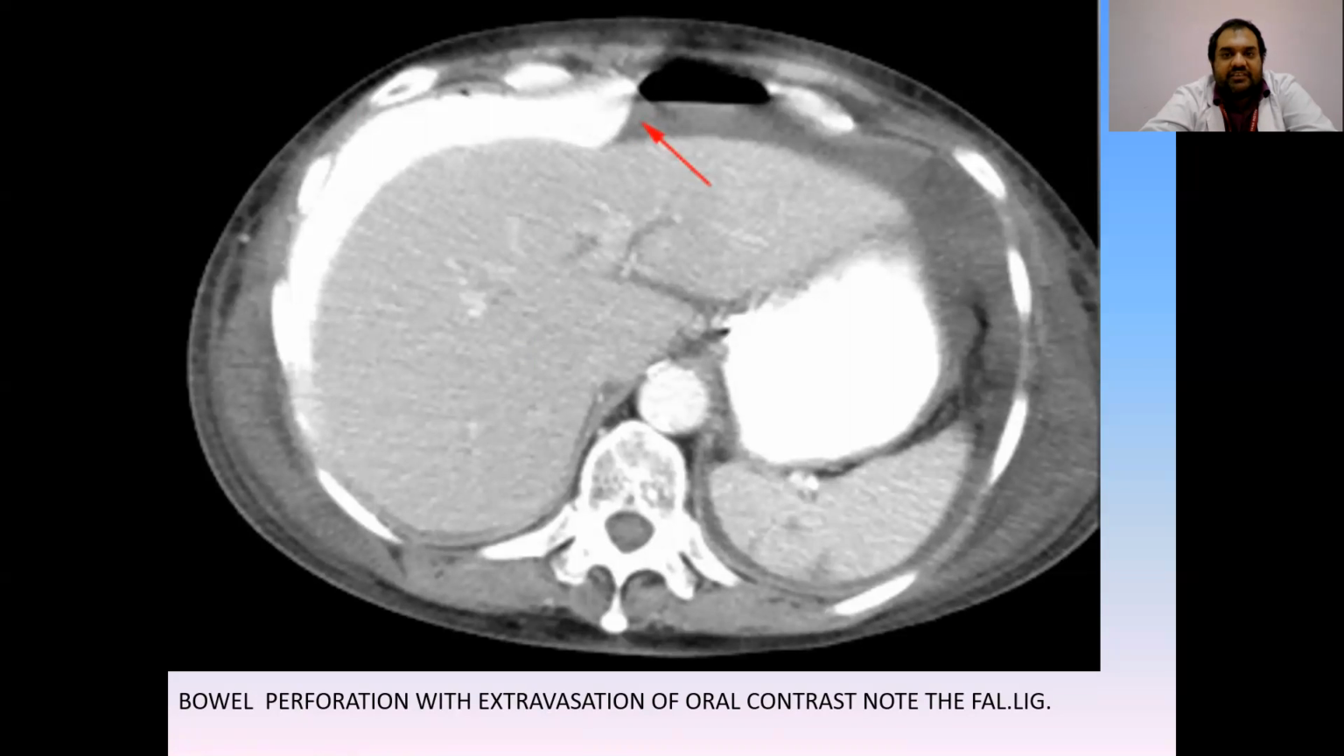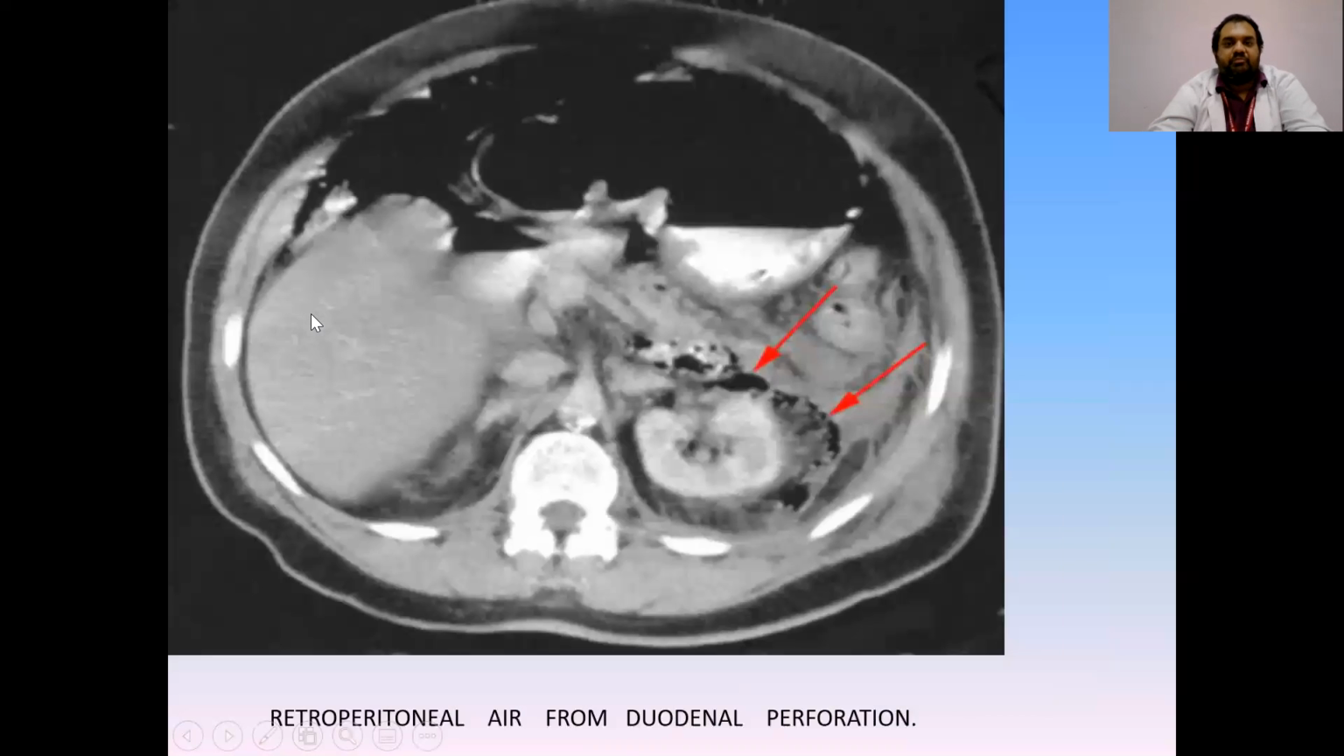And this is the axial section of the CT at the liver level showing the bowel perforation with extravasation of the oral contrast. Note the contrast spillage in the periphery of the liver. And this is the axial contrast CT abdomen showing the retroperitoneal air from the duodenal perforation around the left kidney, given by the red arrows. And the rest of the abdominal organs are normal.